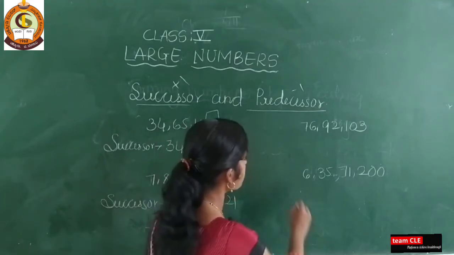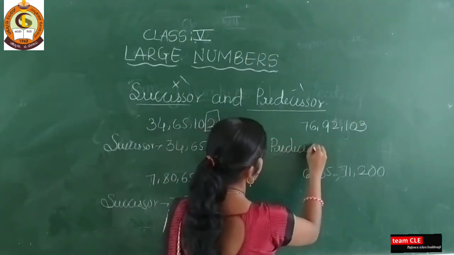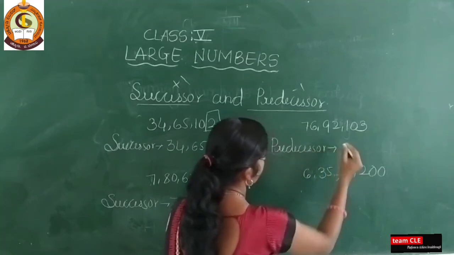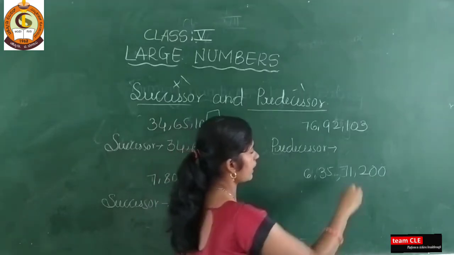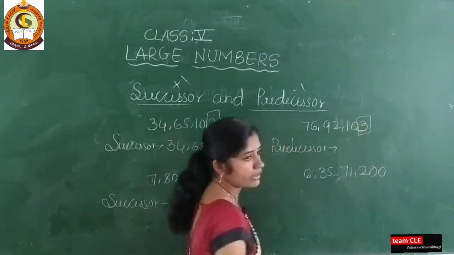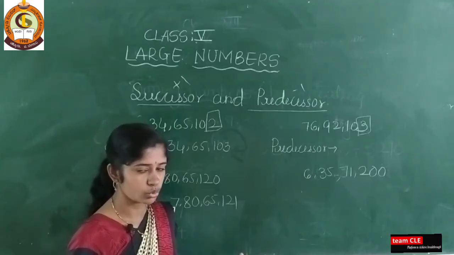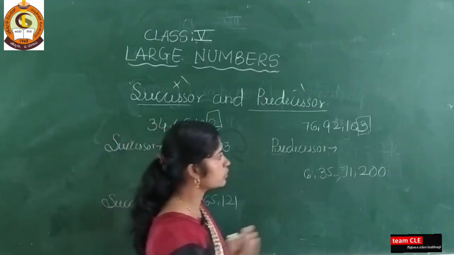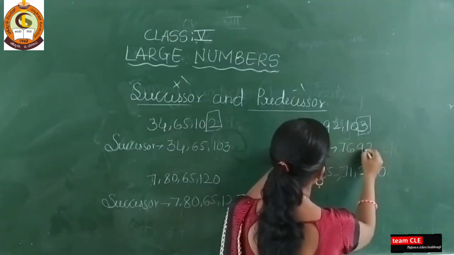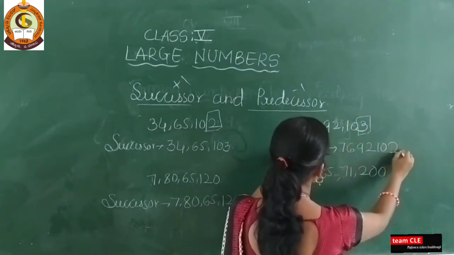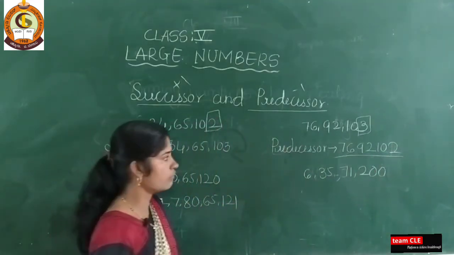Next, predecessor is there. Predecessor means you have to write the before number of the given number. Here again you have to see the ones place. What is there in the ones place? 3 is there. So what will come here? 2. The before number of 3 is 2, but don't write only 2. You need to write all the digits: 7,692,102. So this is the predecessor of the number. You have to see the ones place.